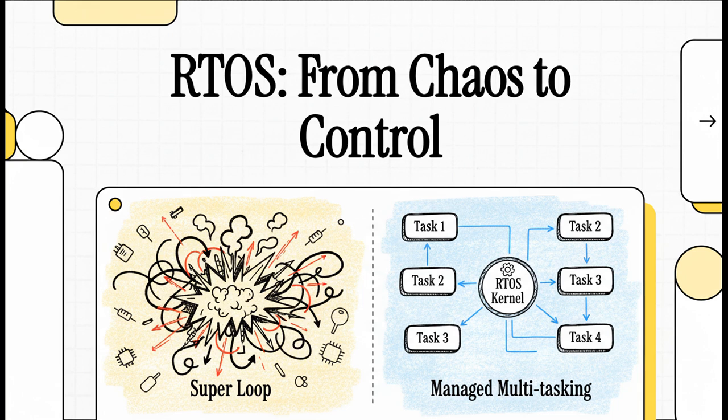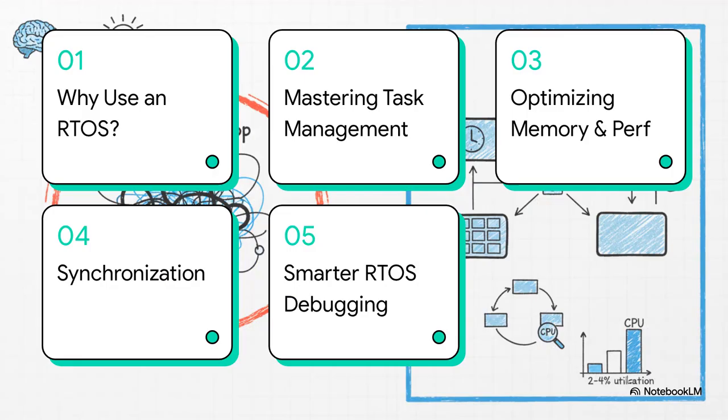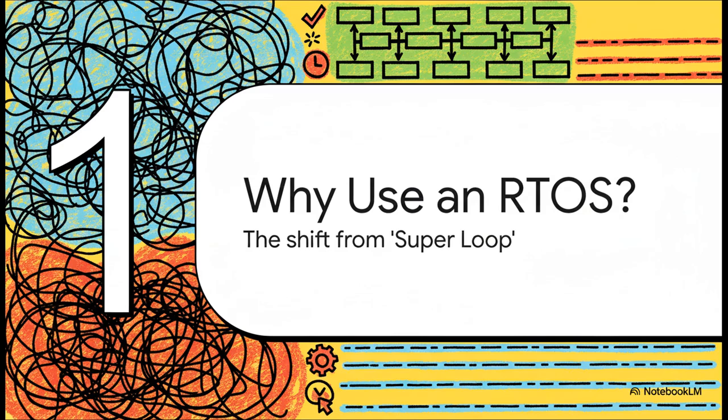Well, that's exactly what a real-time operating system, or RTOS, is for. Today, we're going to break down the best practices to get you from that bare metal chaos to the structured, powerful world of an RTOS. So here's the plan. We'll kick things off with why you'd even want to make this leap. Then we'll dive into the absolute essentials: how to manage your tasks, how to optimize for memory and speed, picking the right synchronization tools, and what to do when things go wrong and how to debug like a pro.